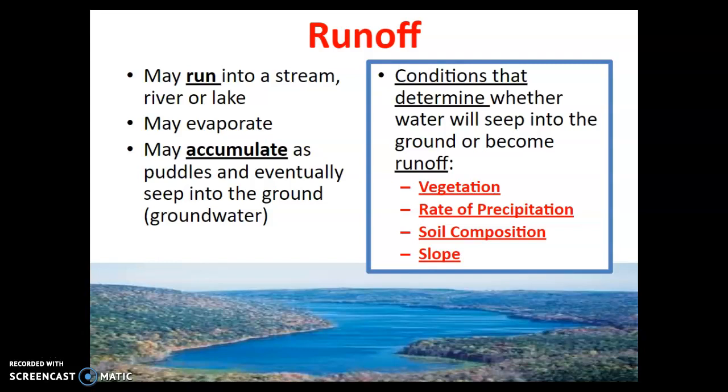So again, runoff is just the runoff from precipitation in the water cycle. So this could run into a stream, river, or lake. It could evaporate, or it could accumulate as puddles and eventually seep into the ground and become groundwater. There are different conditions that determine whether water will seep into the ground or become runoff. And these conditions are vegetation, which is plant life, the rate of precipitation, so how fast is it raining, soil composition, so what is the soil like, and also the slope.